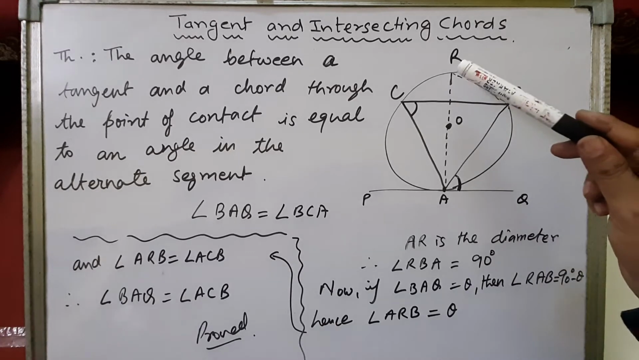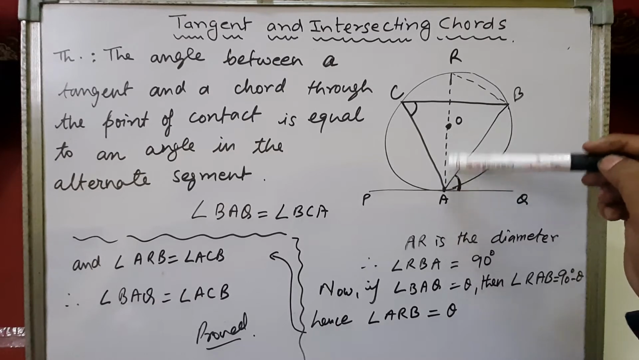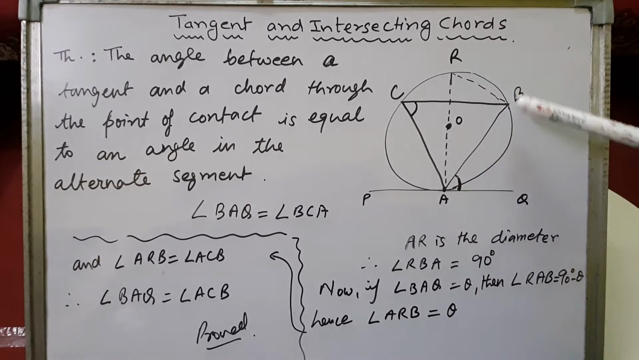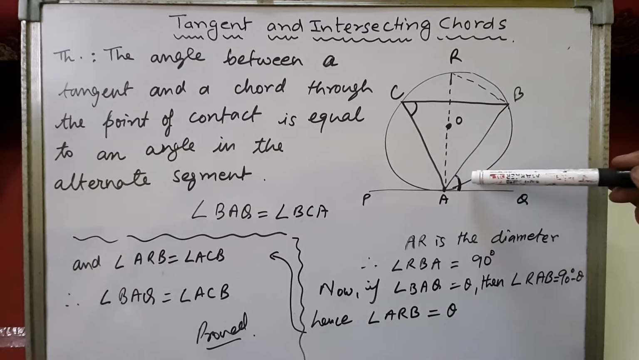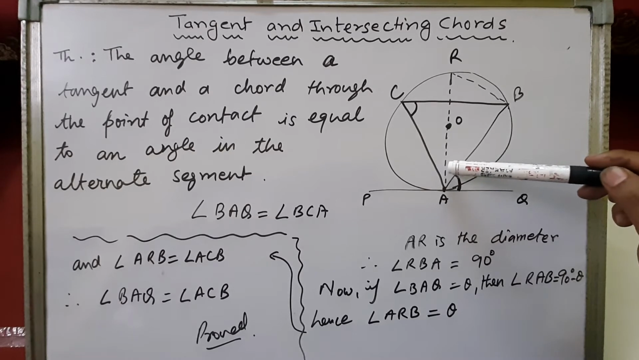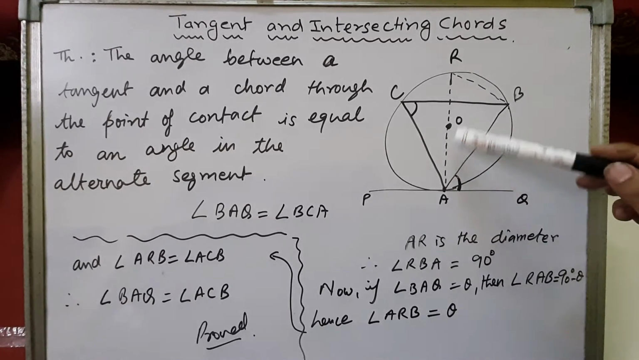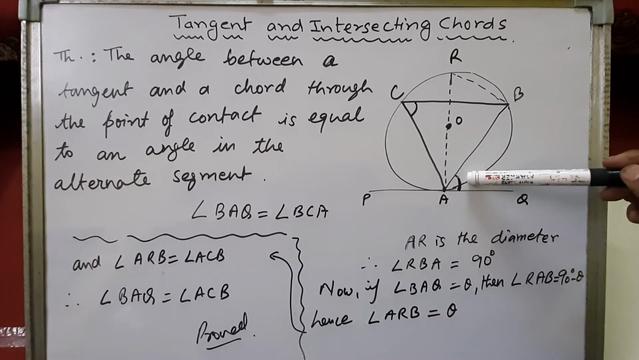Now if you join AR through O, then AOR will be the diameter. So if we join R to B, this angle ABR will be 90 degrees. Now let's assume this angle is theta, and we know that when OA is a radius and PQ is a tangent, then angle OAQ will be 90 degrees, and this we have assumed theta.